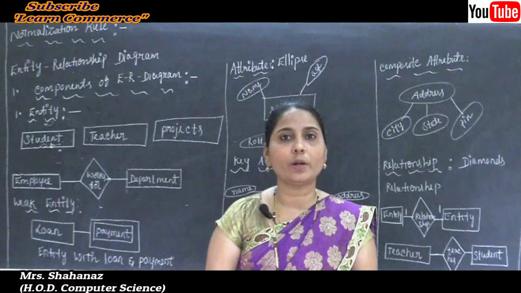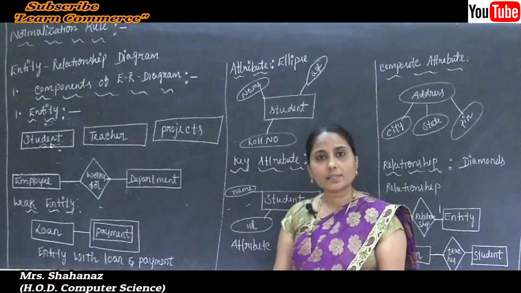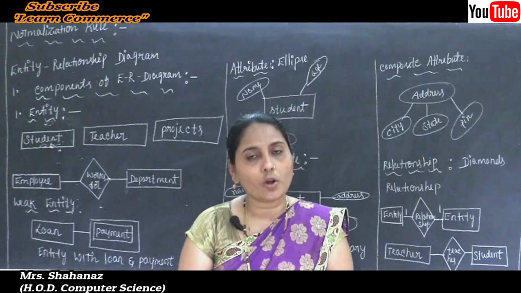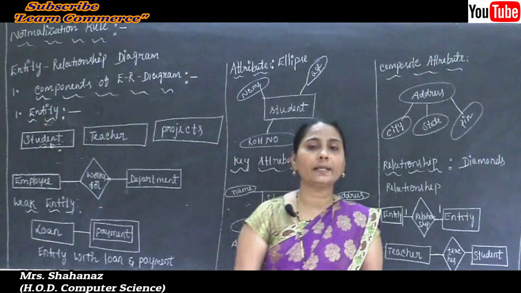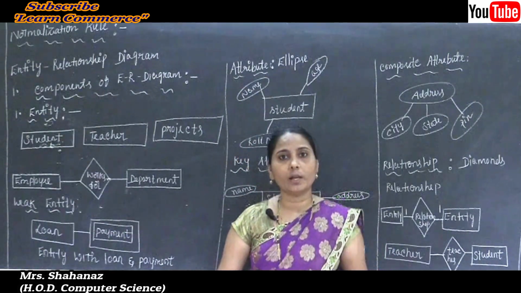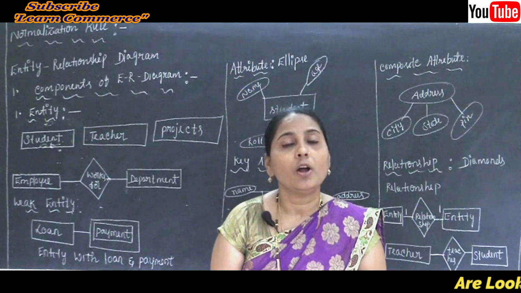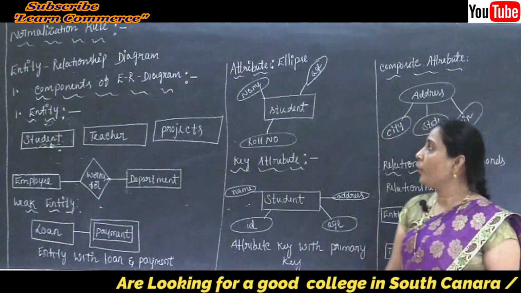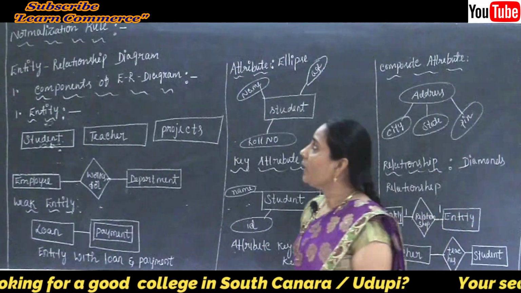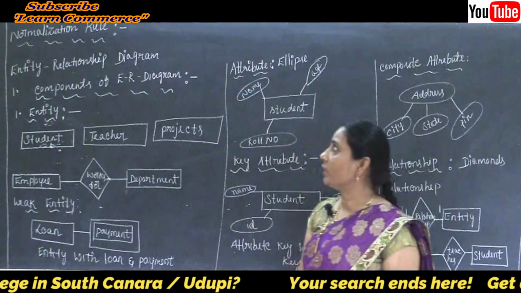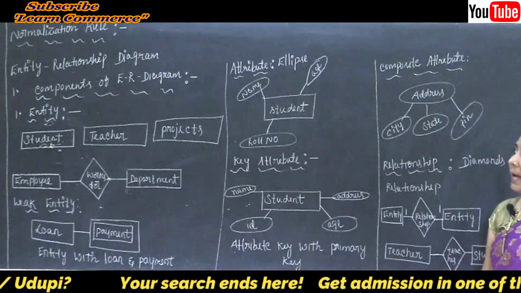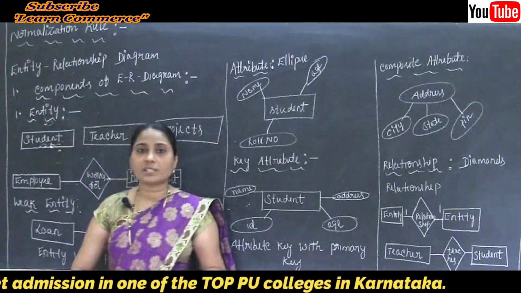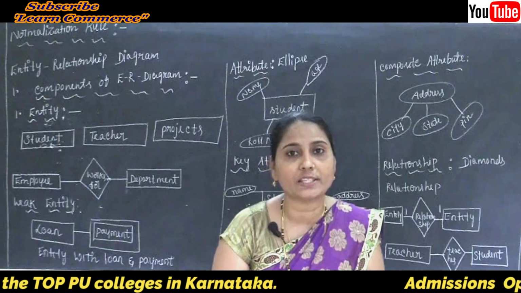Welcome to second PU Computer Science online classes. In the last class, we already completed some concepts from the database concept, maybe the database models: the hierarchical model, the relational model, or the network model. Today I am going to explain a new concept, the normalization rule, and also the entity relationship diagram. So first I am going to start with the normalization rule.